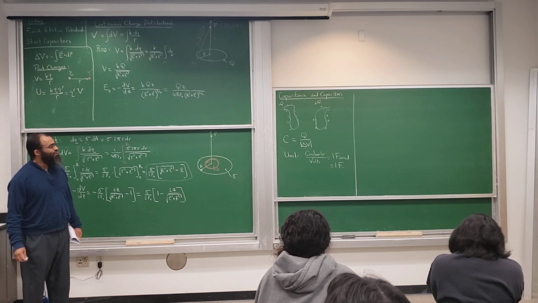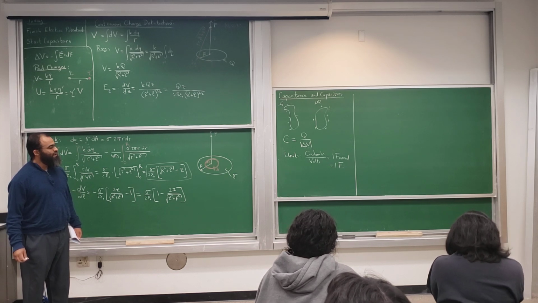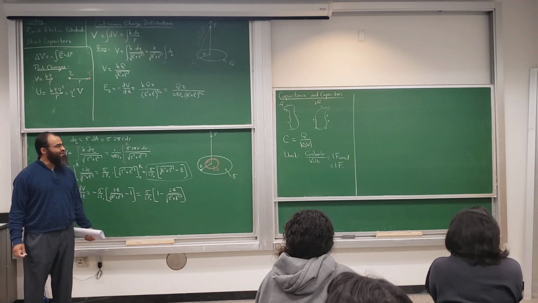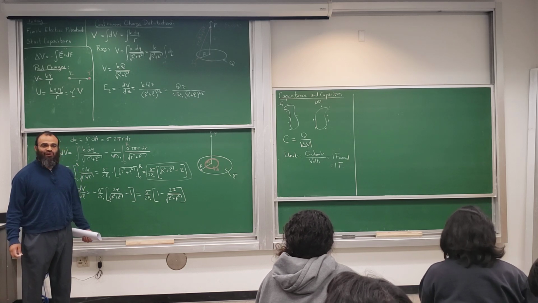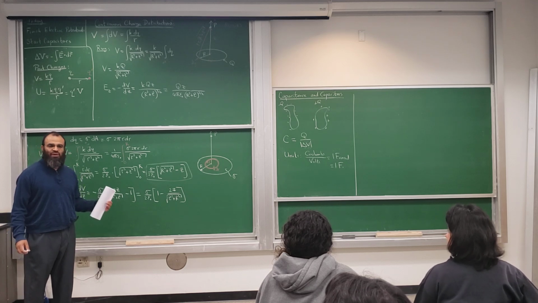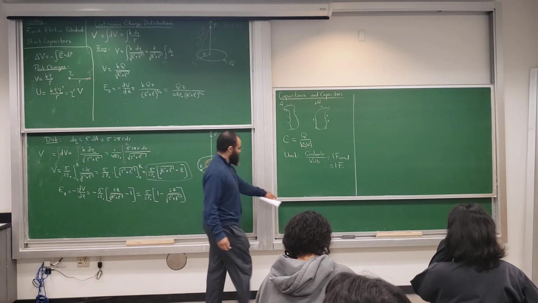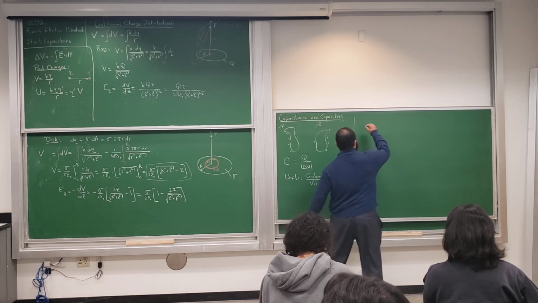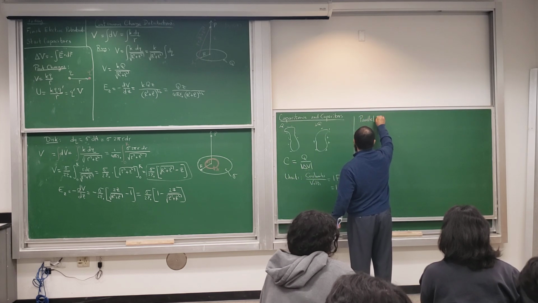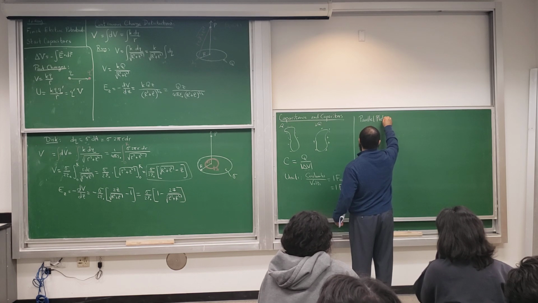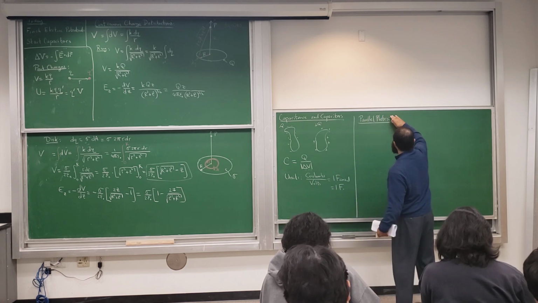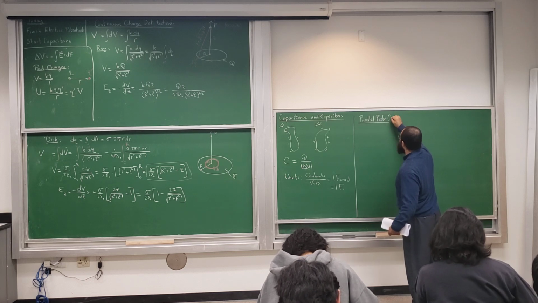But that's the units for capacitance. Okay. So we're going to now find capacitance for different shapes. We're going to start with the easiest capacitor, which is the parallel plate, which is the one we should have in mind. Whenever you hear a capacitor, think parallel plates. So here is a parallel plate capacitor.